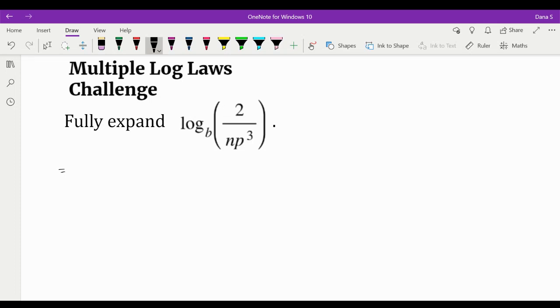Hello, in this video we're going to be looking at expanding a logarithmic expression. That means that in the end we should have a sum and/or difference of logarithms where each argument is just a single component.